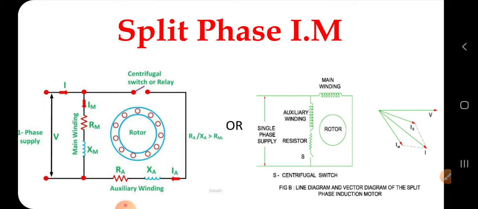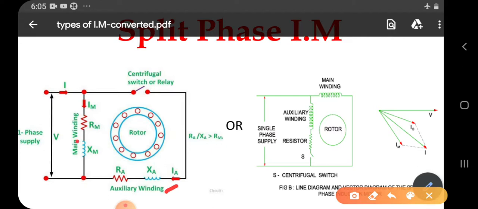The main winding has very low resistance and high inductive reactance. This is the auxiliary winding, and this is the main winding. Whereas the starting winding has high resistance and low inductive reactance, vice versa. The connection diagram is as shown in this figure. A resistor is connected in series with the auxiliary winding. The current in the two windings is not equal, so the rotating field is not uniform. The starting torque is small, about 1.5 to 2 times the running torque.